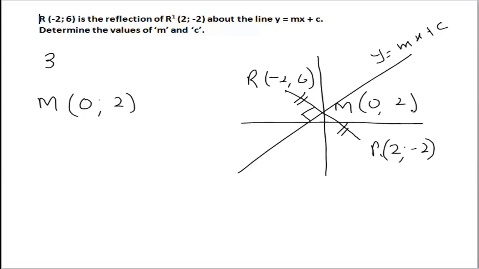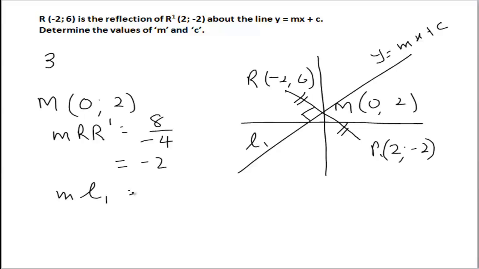And we can get the gradient from this one here. So the gradient of R prime is equal to 6 minus minus 2, which is 6 plus 2, is 8 over minus 4, which is minus 2. And the gradient of this line here, which we can call L1, will be found by changing the sign and inverting, which will be a half.